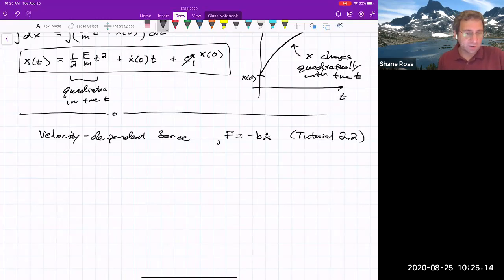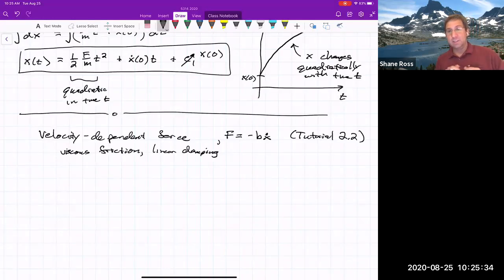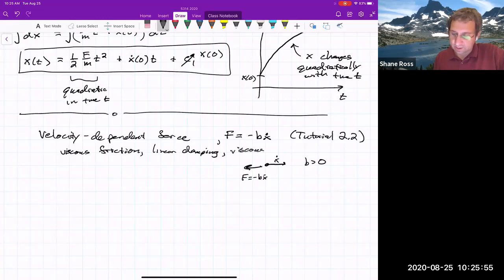So what's an example of this kind of force? It's often an assumed force in different models because it is hard to measure friction. So we call this viscous friction or linear damping. And if you don't know if you have friction, this is a good guess to assume. It's a force that resists the velocity, right? Your velocity wants to go that way, and this is saying, no, I'm pulling you back. So b is some kind of constant parameter.